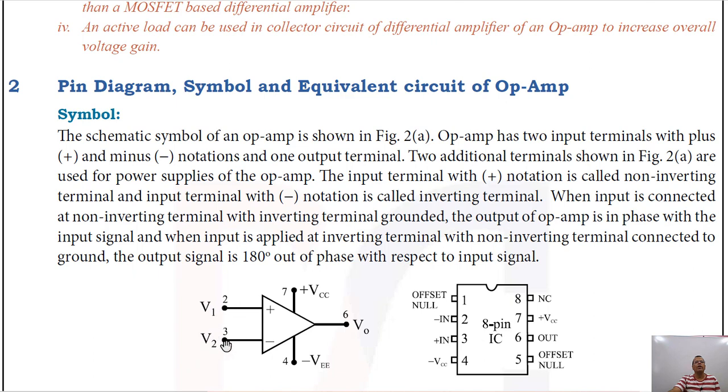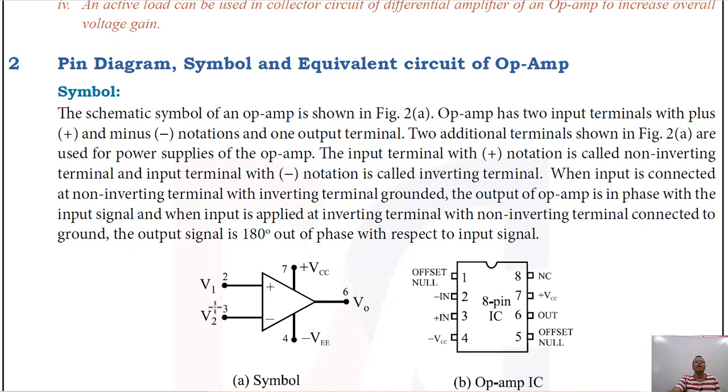We have two input terminals. One is this, the terminal with positive polarity. This one is called non-inverting terminal, and the terminal with minus sign is nothing but inverting terminal. Fine. So we have three more terminals here. This is plus VCC terminal, this is minus VEE terminal, and we have the output terminal. So this is output voltage, this is plus VCC, this is minus VEE. These are biasing voltages. This is non-inverting input, this is inverting input.